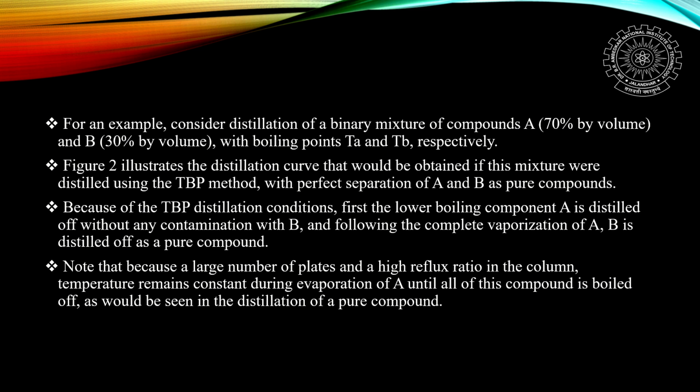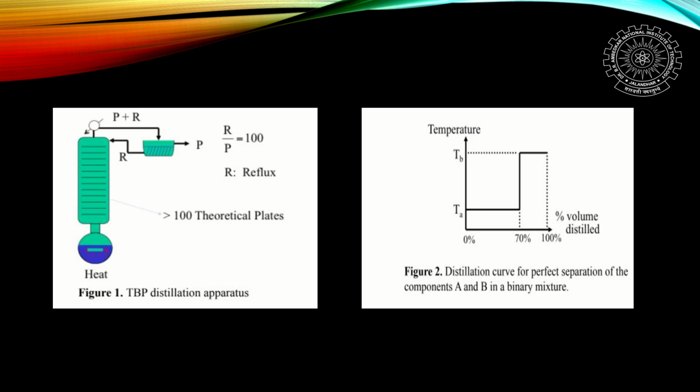So first of all, let's suppose we have a binary mixture of compounds A and B, having a volume of compound A of 70% and a volume of 30% of compound B, and considering their boiling points to be TA and TB respectively. So basically, if we illustrate it in the distillation curve, I am talking about this curve.